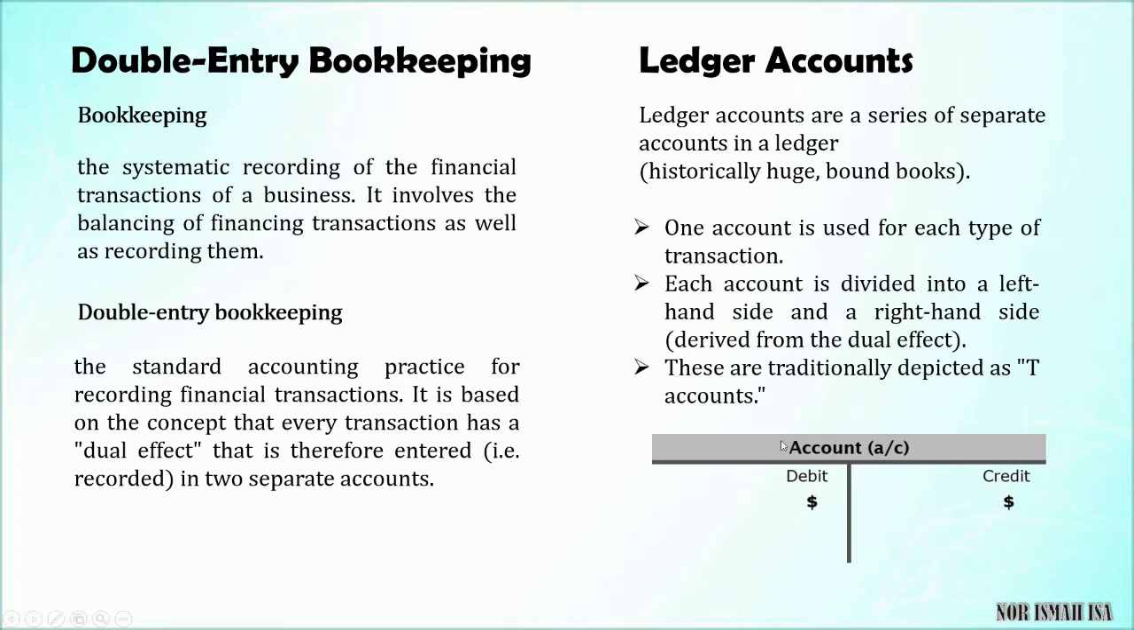At the top here is the name of the account, and this is the left-hand side. We call this the debit side, and the right-hand side is the credit side. So this debit and credit side is derived from the dual effect. Each transaction should have a debit and credit effect.